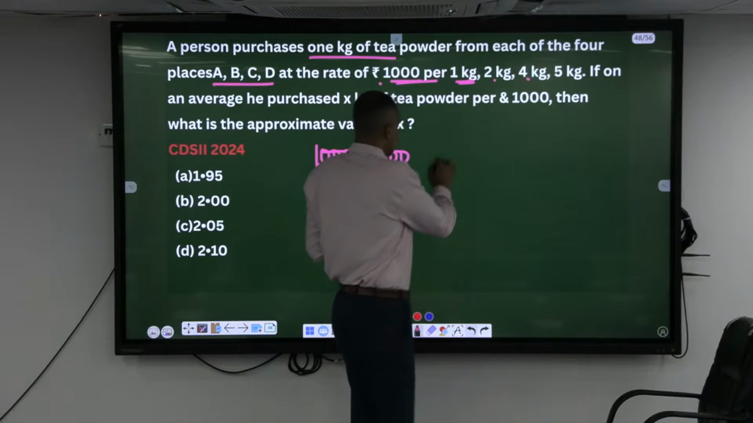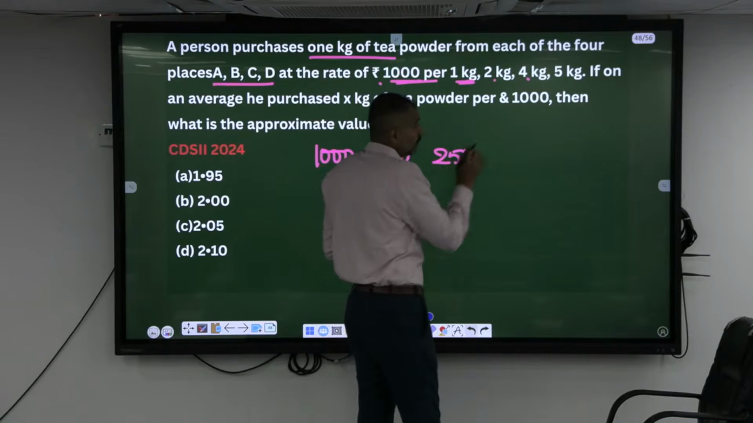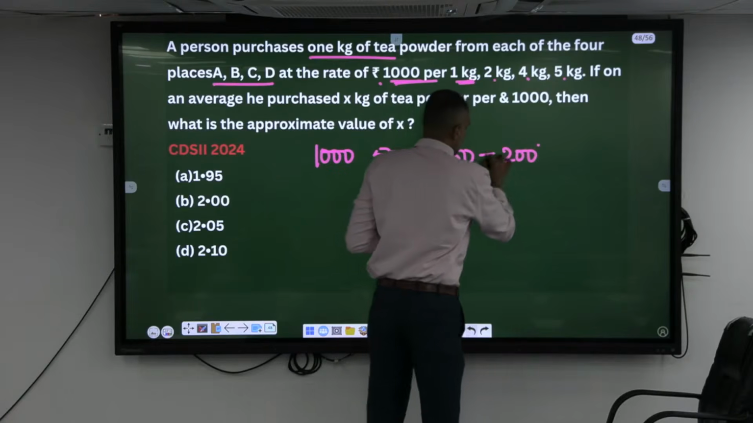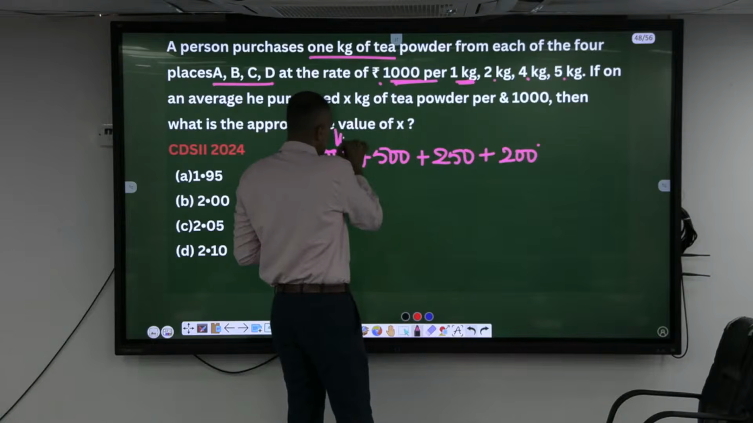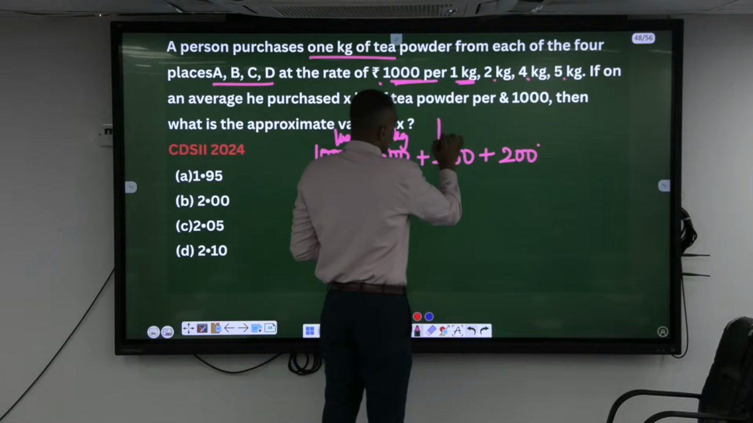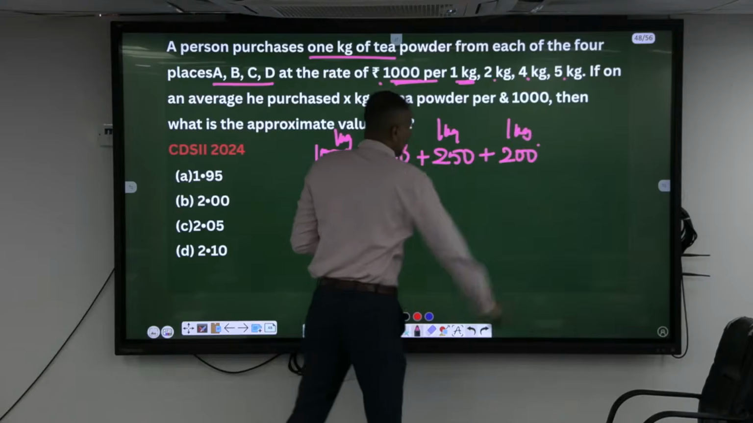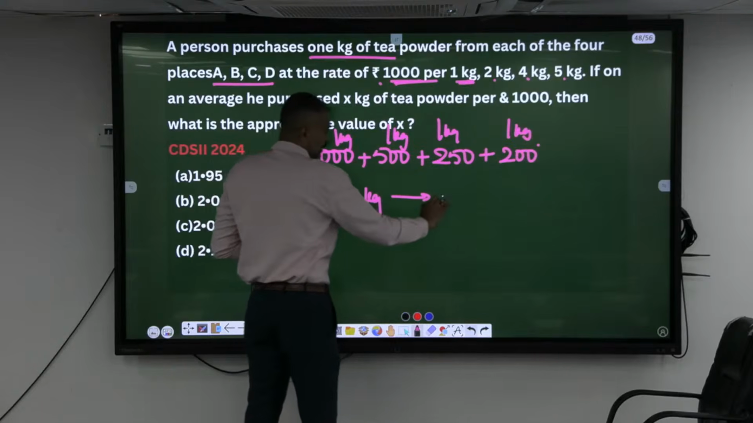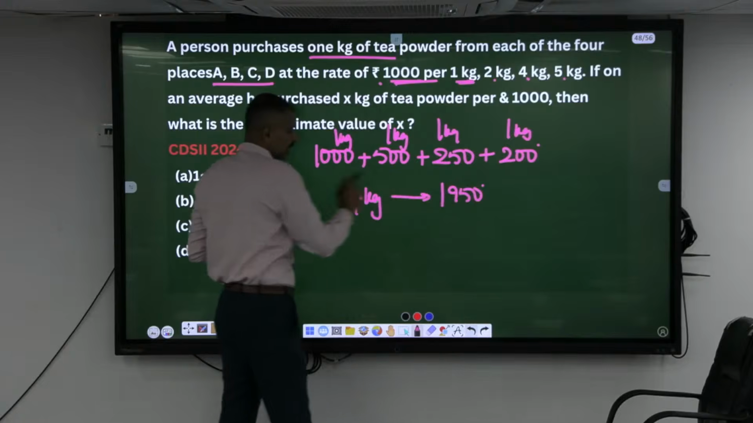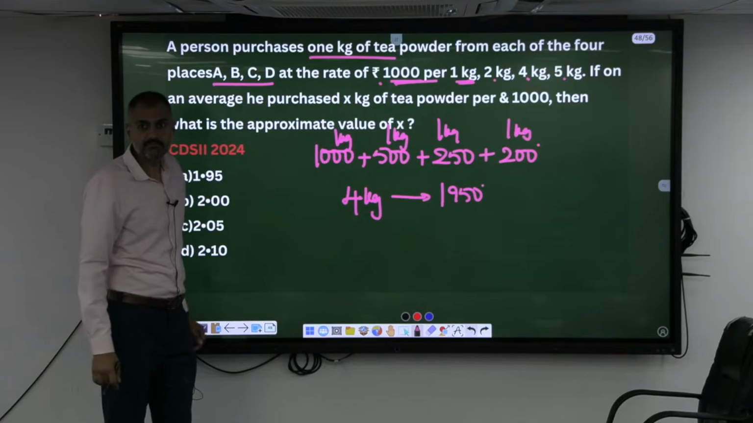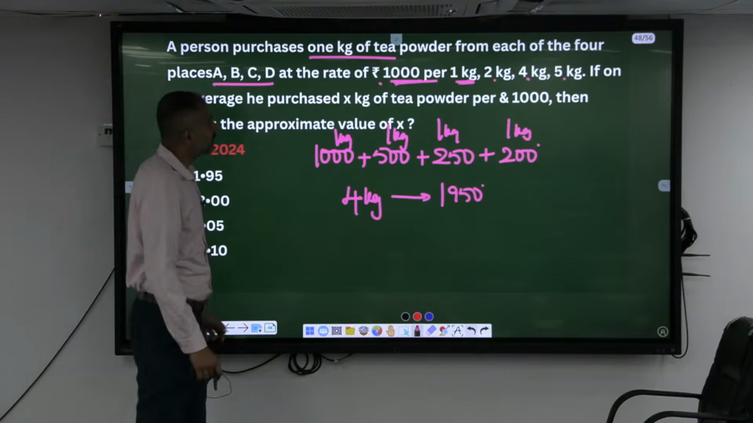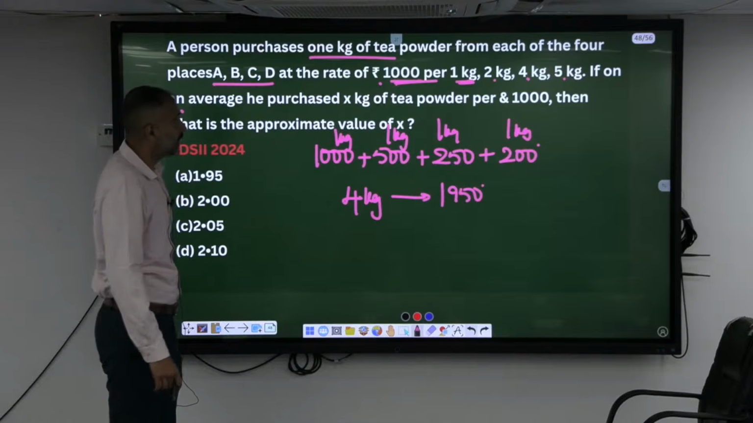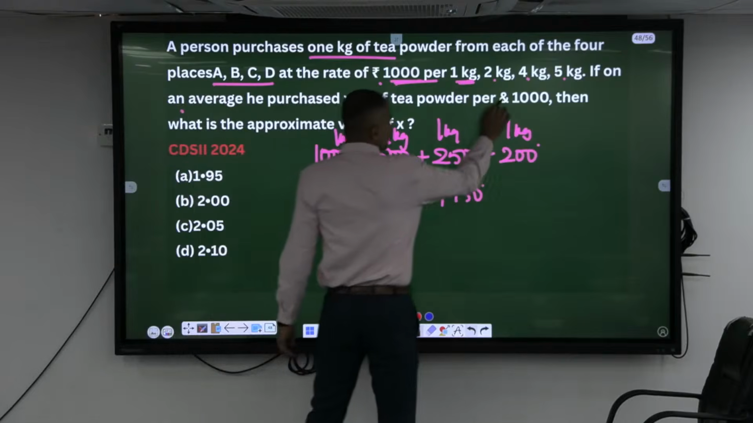Next case, 4 kg per 1000 rupee. Okay, 250 for 1 kg. So again, this is 200. So this is the money paid here for 1 kg, 1 kg, 1 kg and 1 kg. So how many kgs he bought? 4 kgs. And what is the price he is paying here? 1950. For 4 kg it comes to 1950. Right, sir? Okay, now on an average he purchased X kg of tea powder per rupees 1000.